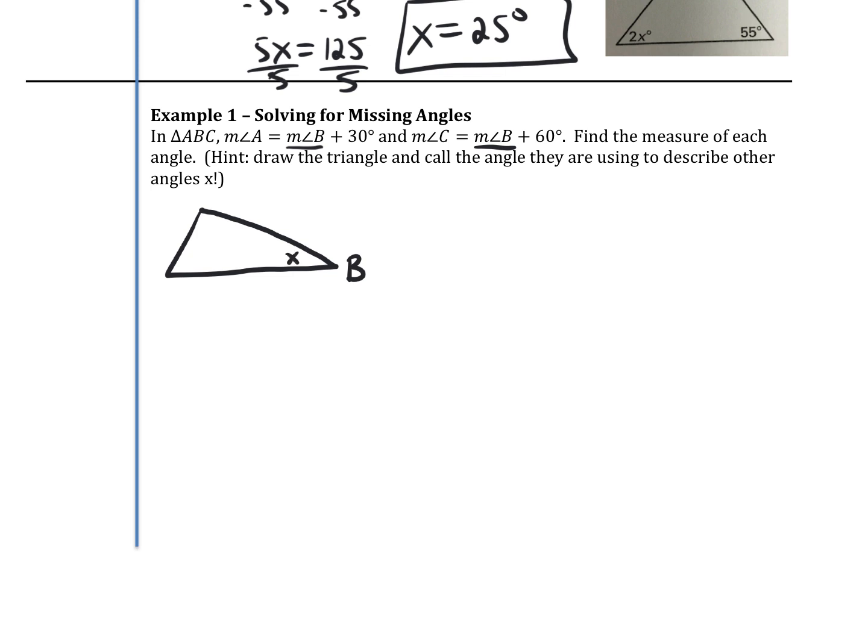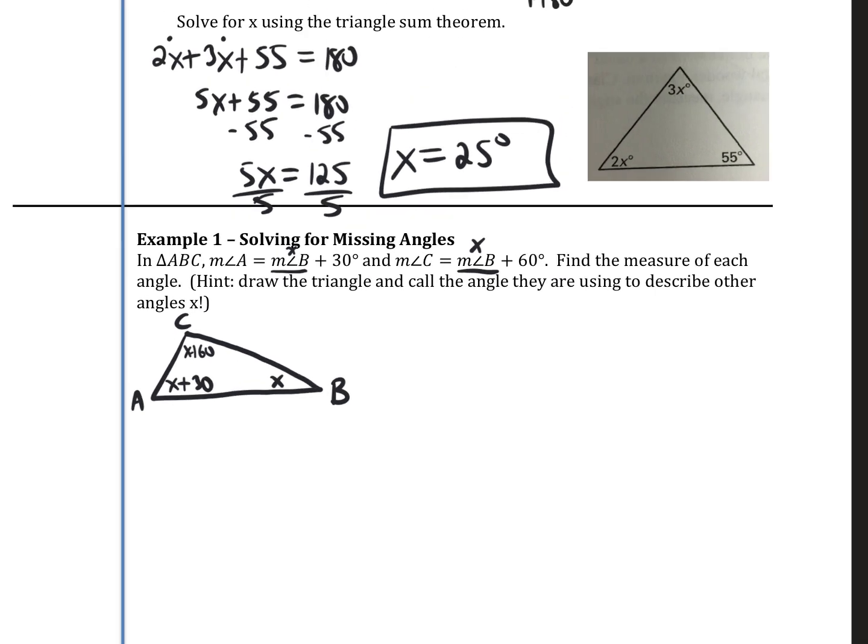And we have A, B, and we have C, right? So if B is equal to X, what is angle A going to be? Well, it's measure of angle B plus 30, but angle B is X, right? So it's going to be X plus 30. And measure of angle C is measure of angle B plus 60, so it's going to be X plus 60. Now we can solve for X by using the triangle sum theorem, right?